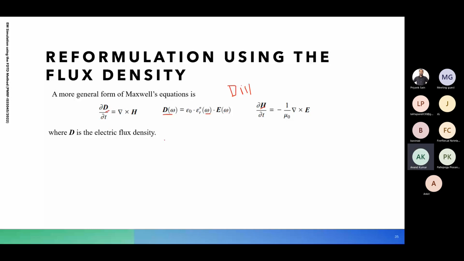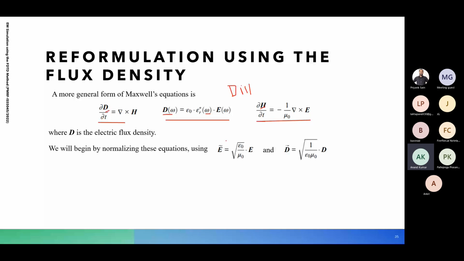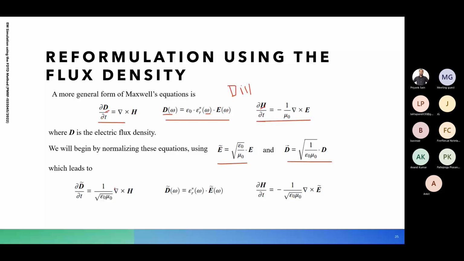What we do is, instead of using E and using the epsilon over here, we start with the more general form of Maxwell's equation, where D is given by this particular equation. Now we begin with again normalizing it. So earlier we were using this equation. Now we also normalize the flux density. So with the normalized density, these equations translate to these two Maxwell's equations, and again this is the normalized flux density related to the normalized electric field.